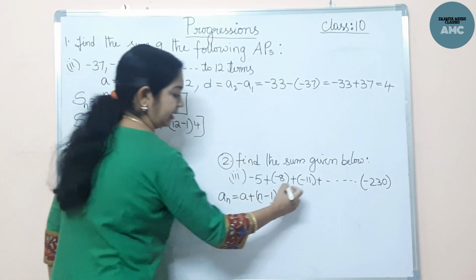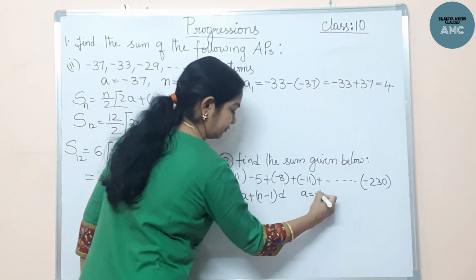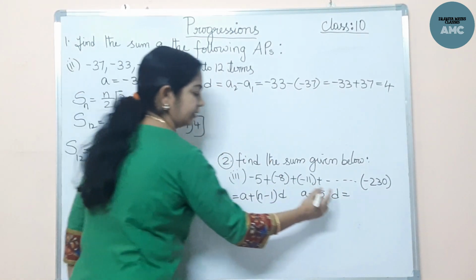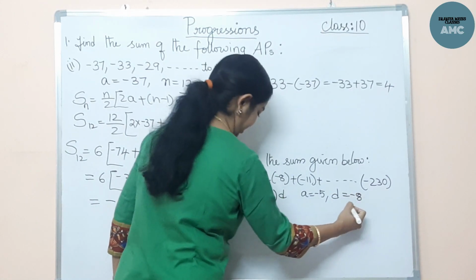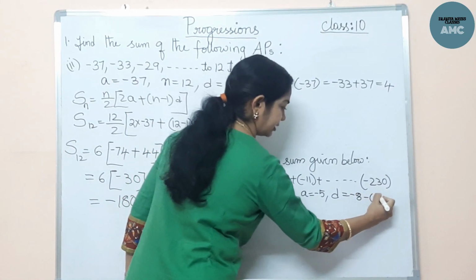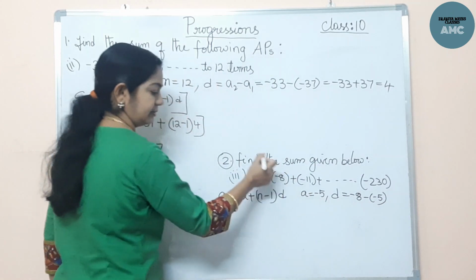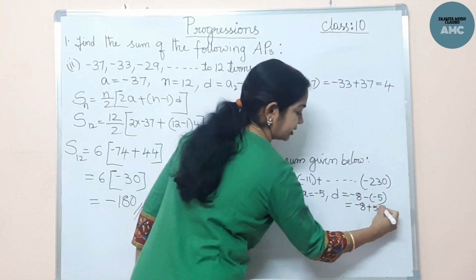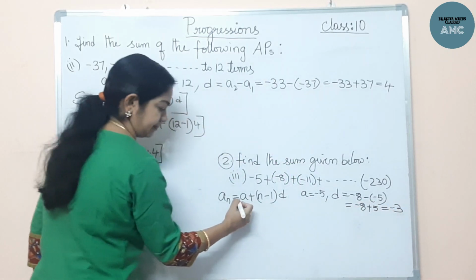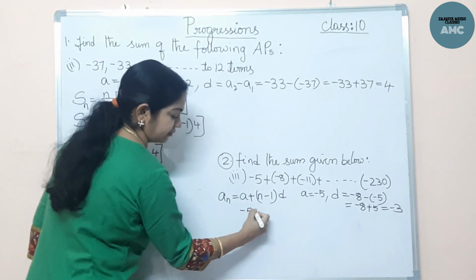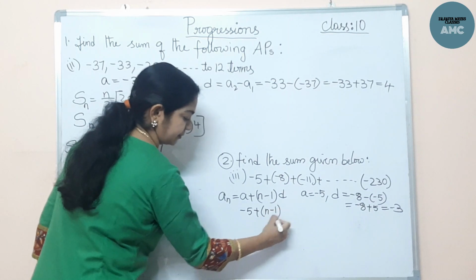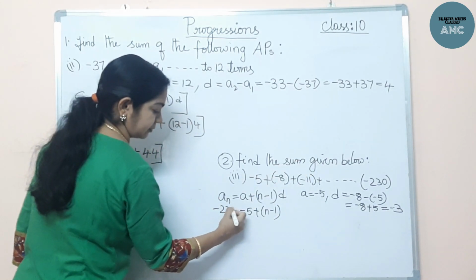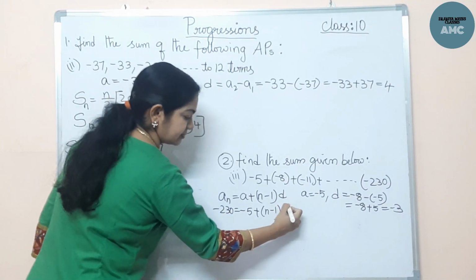So I'll apply it. Here a is minus 5. Okay. D is, subtract the consecutive terms, minus 8, minus of minus 5. So this comes to minus 8 plus 5, that is minus 3. So let's apply. A is minus 5. I don't know the n, but I know an, that is minus 230. Right. Now D value is minus 3.